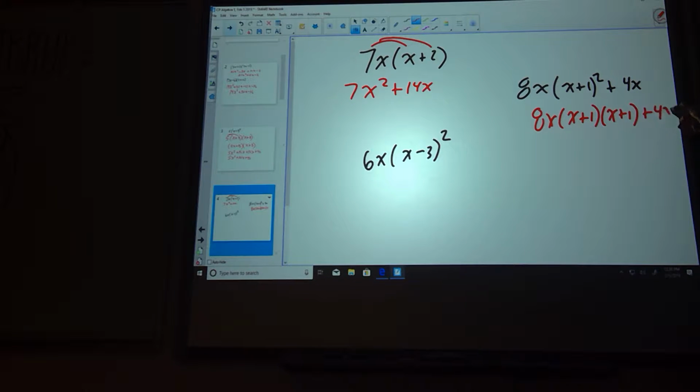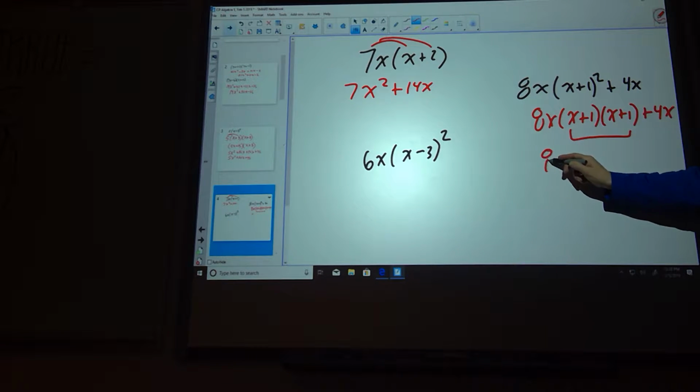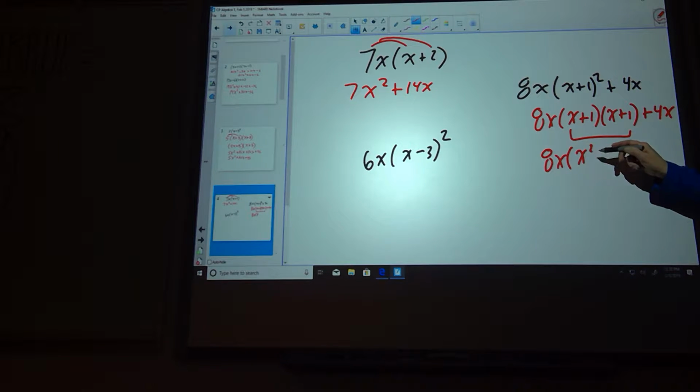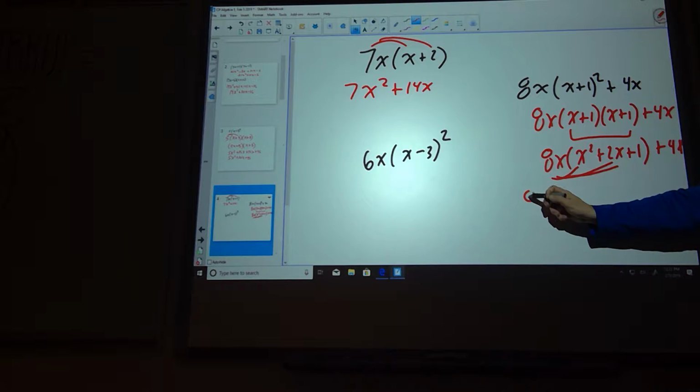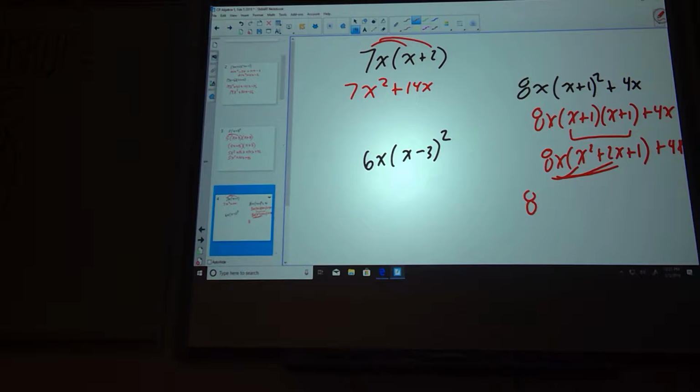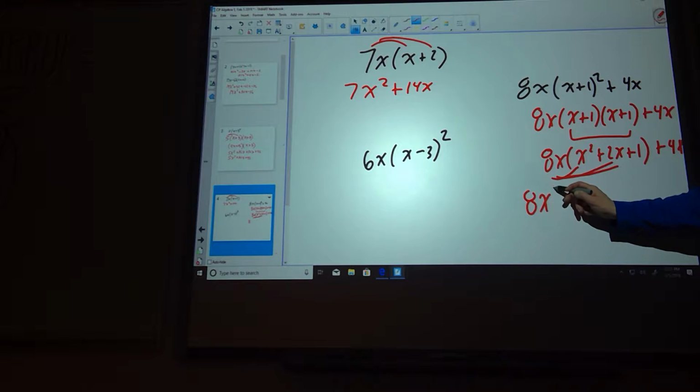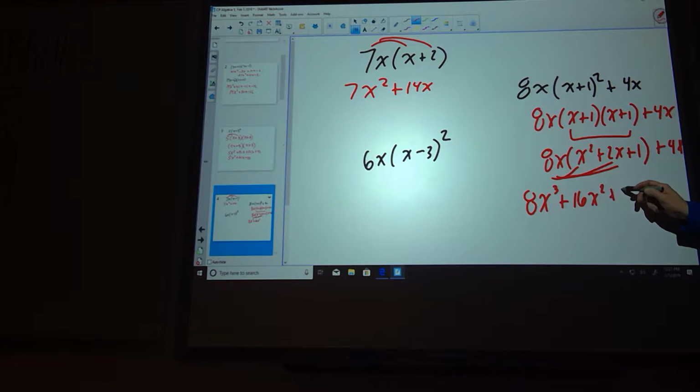That's kind of a nasty looking one. I mean, there's all kinds of x's all over the place. So I could distribute the 8x over first, or I could just multiply those together. So let me just multiply those together right now. That'd be x squared plus 1x plus 1x, that's 2x, plus 1, plus 4x. Distribute this over here and here and here. So what is 8x times x squared? 8x to the third. Good. Plus 16x squared plus 8x plus that last 4x.